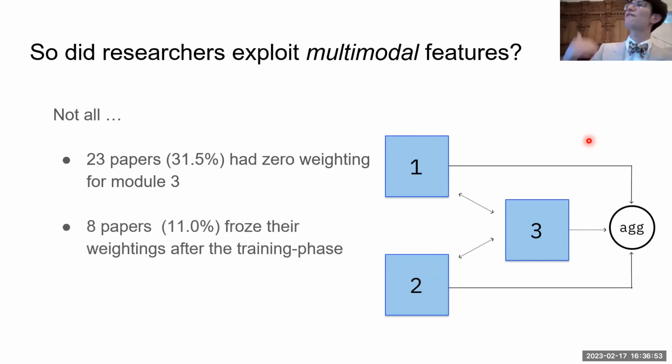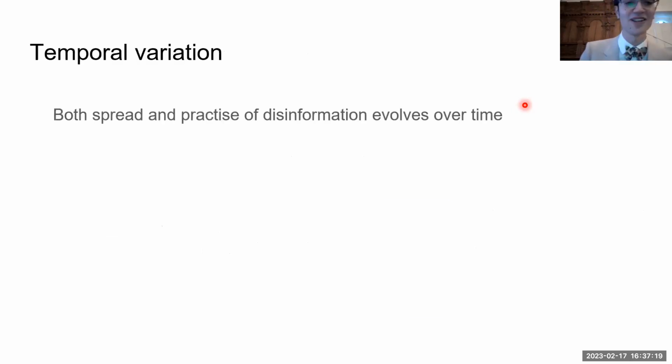And concerningly, a further 8 papers froze the weightings. So think of the weightings of these arrows after their training. Now, it might be they get good results on their training data, but imagine then you wish to take this to new disinformation, which has new properties. And as I say, it does vary from disinformation example to example. That may not be enough because the intermodality correspondence might be different, in which case this is unlikely to be a robust solution, and I'm putting that politely.